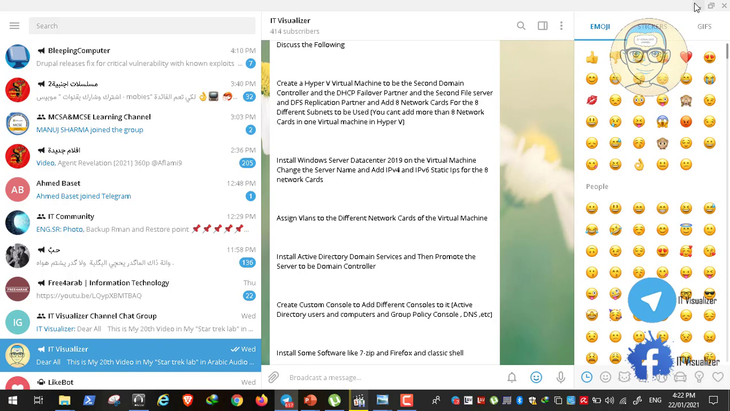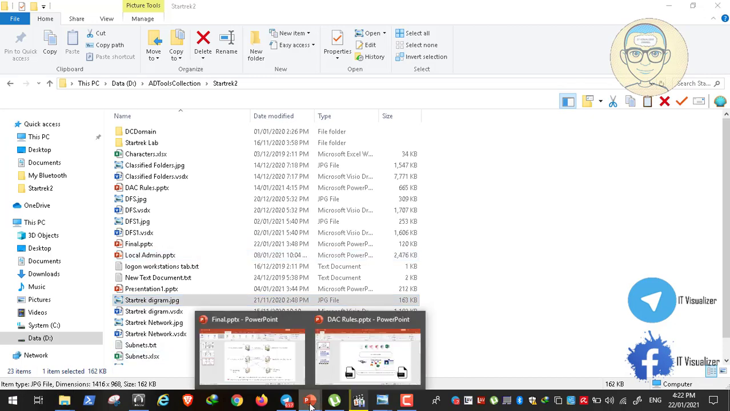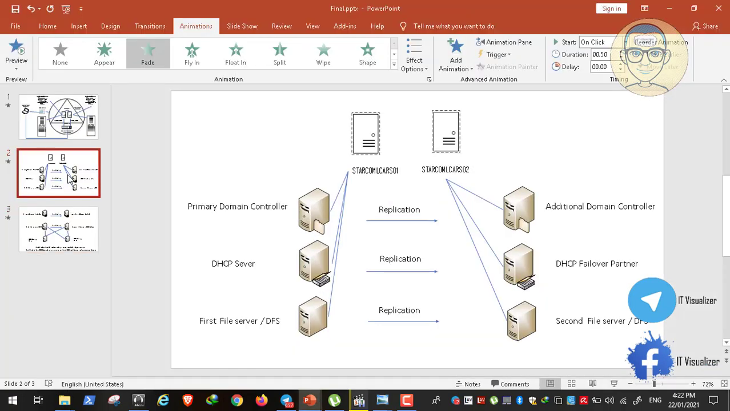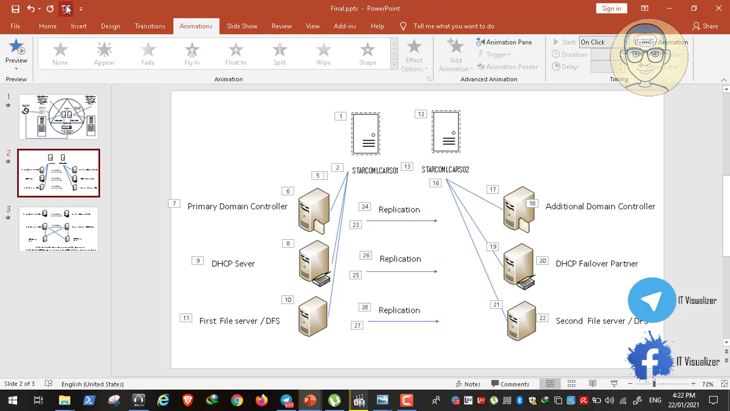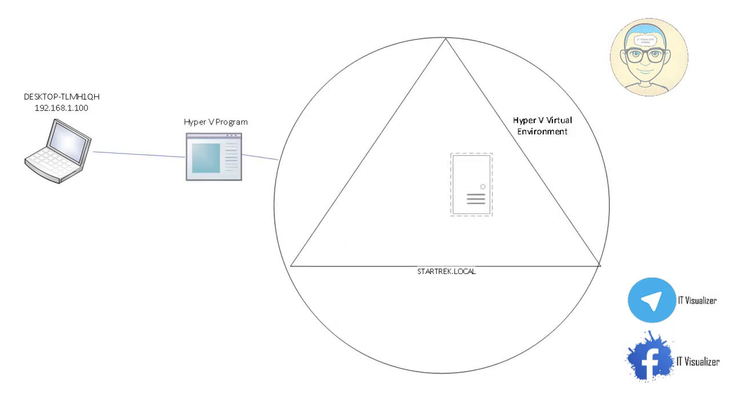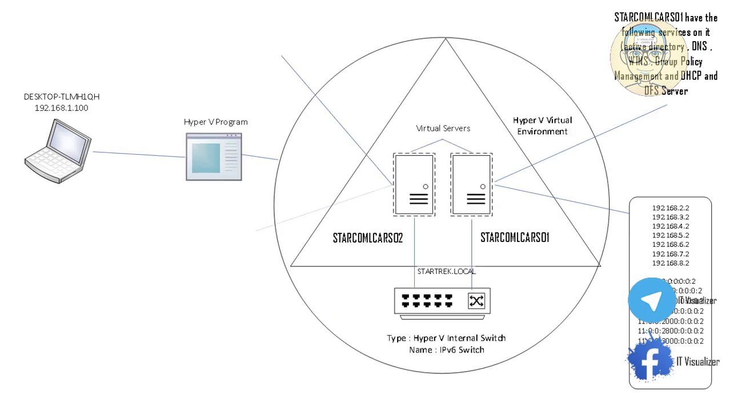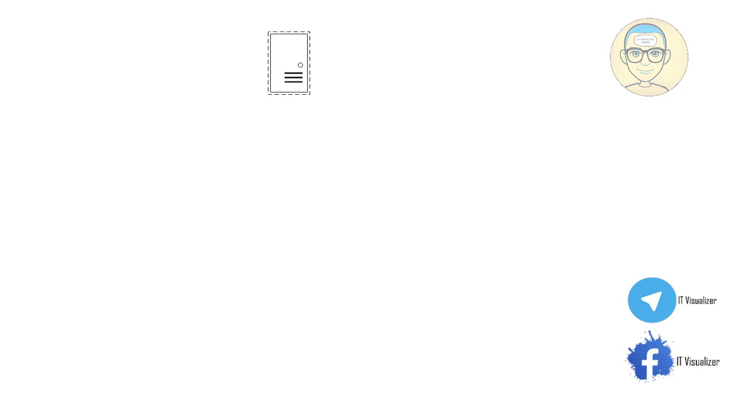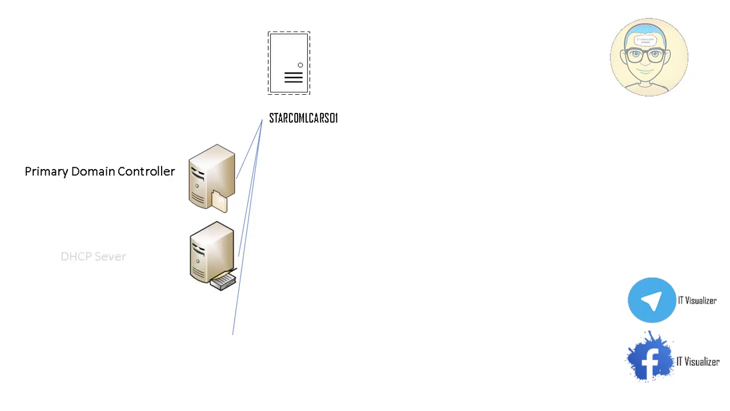Before going further, I just need to remind you of something. If you remember this graph, we can see here, it's not this one, we need to go to the other one. So here we have said that this is our first virtual machine, and this first virtual machine has 3 server roles installed on it. We have a primary domain controller, a DHCP server, and the first file server and DFS.